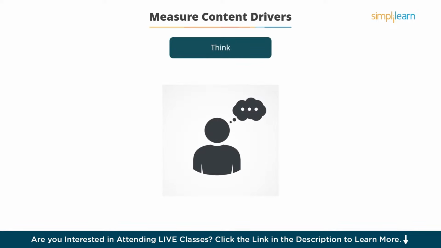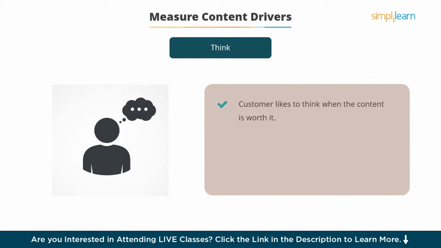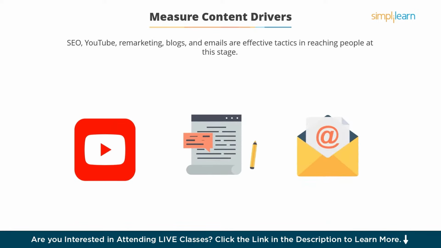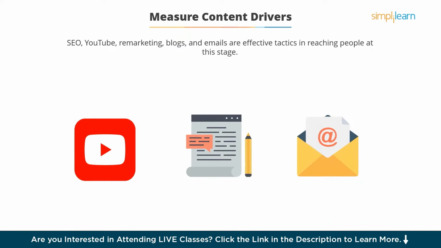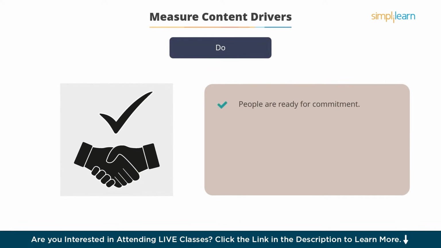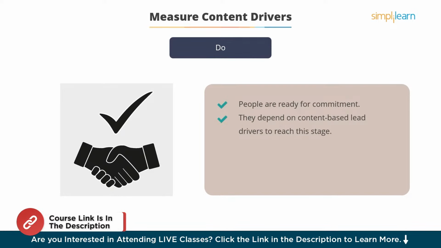Consideration, or think, is something that is effective when you have more screen space, time, or involvement alongside the customer intent. Customers want more information, so they spend more time researching and learning, and more in-depth content is what attracts them. Search engine optimization, YouTube videos, remarketing, blogs, and emails are effective tactics in reaching people at the think stage. The do stage is when people are ready for commitment. Again, search engine optimization, paid search, remarketing are effective means to get them to click. But then, coupled with content-based lead drivers, such as white papers, demos, trials, and other offers, they reach the visitor who is looking to do.